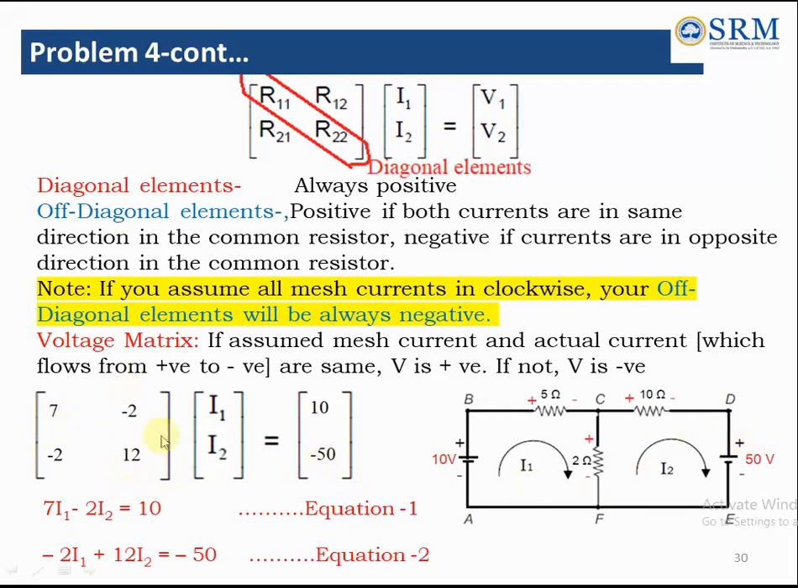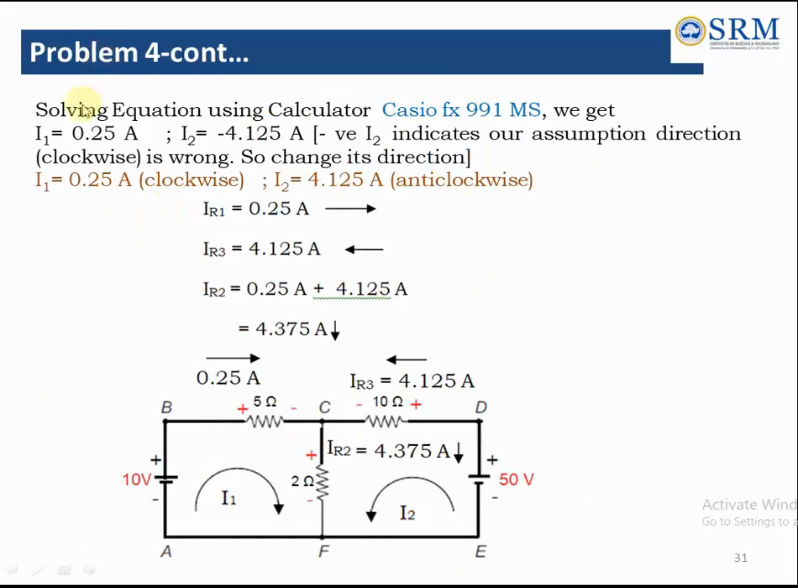If you rewrite this matrix as equations, take the first row and the first column, multiply and sum: 7I1 minus 2I2 equals 10, and minus 2I1 plus 12I2 equals minus 50. Solving these two expressions, we can get the values of the currents I1 and I2. You notice that I2 is a negative value, which indicates that our assumption of both currents in clockwise direction is wrong, so we have to change the direction of I2. So I1 is clockwise, I2 is anticlockwise.